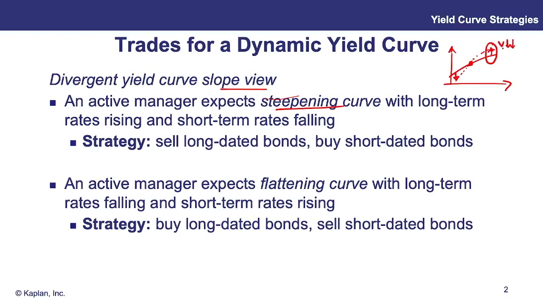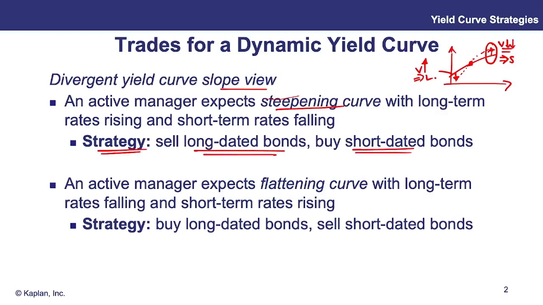If values are going down, that means you're going to sell long dated bonds. These rates are falling. That means that values or prices are going up. Okay, and so we're going to go long these bonds here. Okay, and that's what's coming through in our conclusion here.